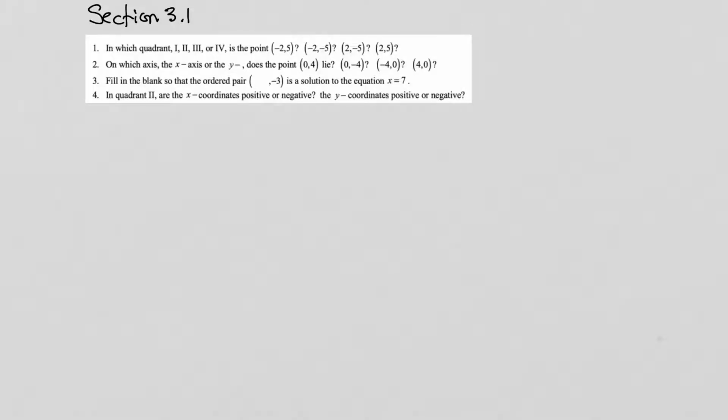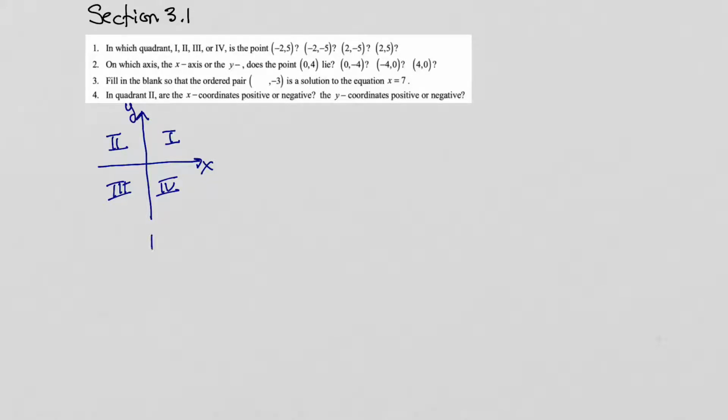We'll start section 3.1 by looking at this problem here. Number 1, in which quadrant, 1, 2, 3, or 4? Now, just before we even start here, here's a coordinate system. Maybe we'll write x and y, and the quadrants go like this. This is the first quadrant, the second, the third, and the fourth. We use Roman numerals, and we go counterclockwise.